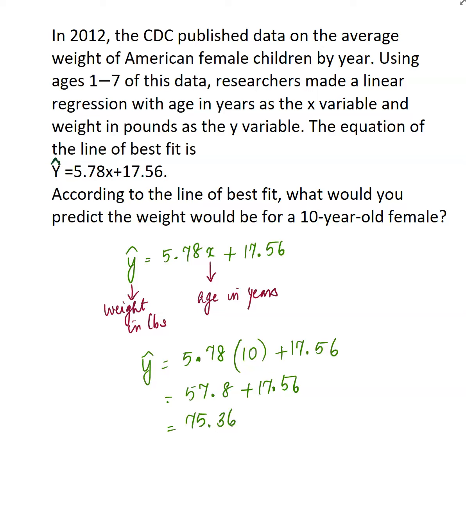Clearly, we've gone outside the range because if you see, this is for data that's from 1 to 7 years, right? And we're asking for a 10-year-old. So we've gone outside, so we will have to content with less reliable but reasonable, or less reliable and unreasonable? Now, is it reasonable for a 10-year-old child to weigh 75 pounds? Okay, that's reasonable.